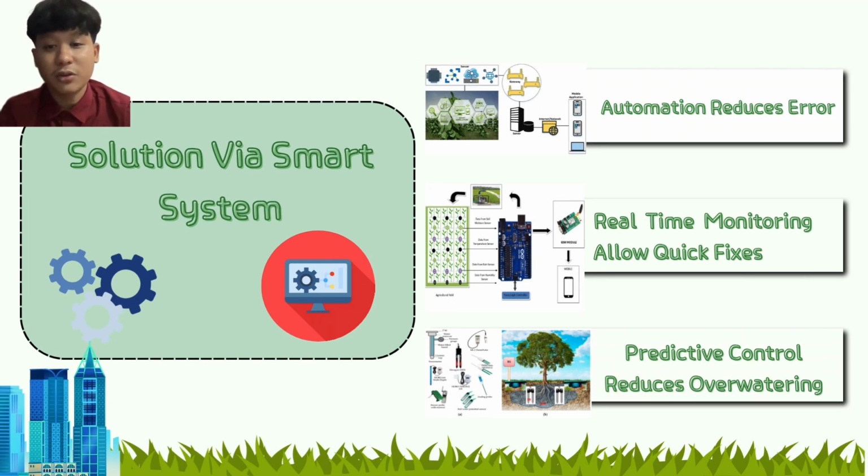Thirdly is predictive control to reduce overwatering. The system uses advanced algorithms and external data, for example weather forecasts and soil moisture levels, to anticipate the water needs of crops. By analyzing this data, the system adjusts irrigation schedules to avoid overwatering, ensuring plants receive just the right amount of water. This not only conserves water, but also optimizes crop growth by preventing water stress.